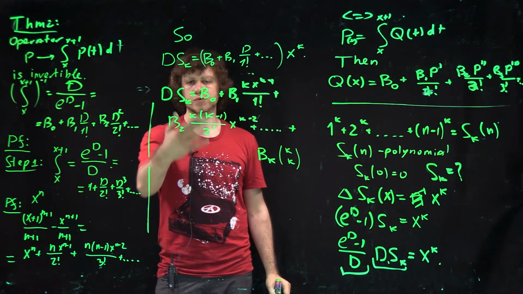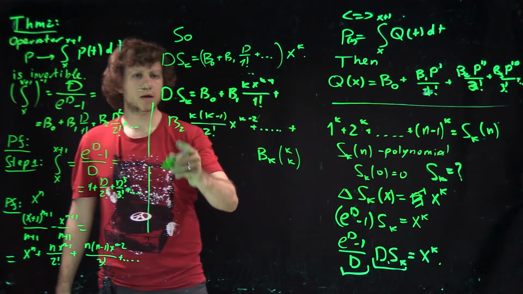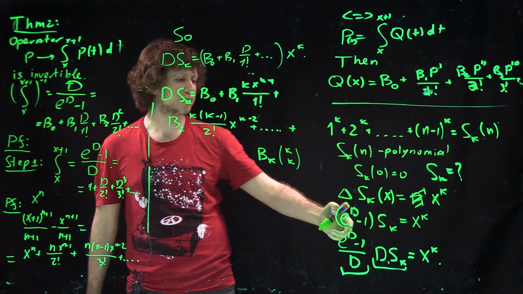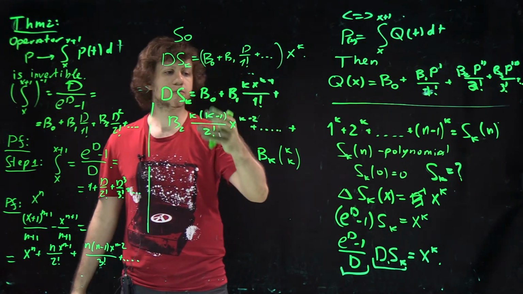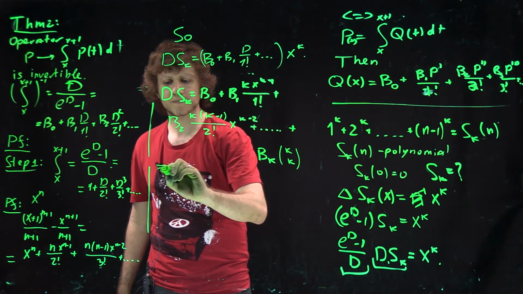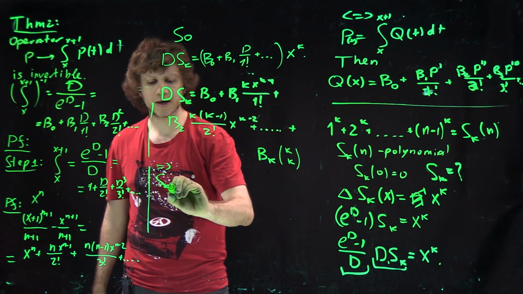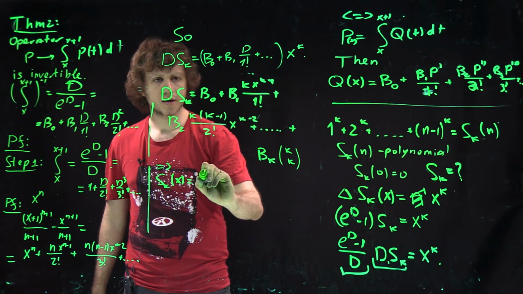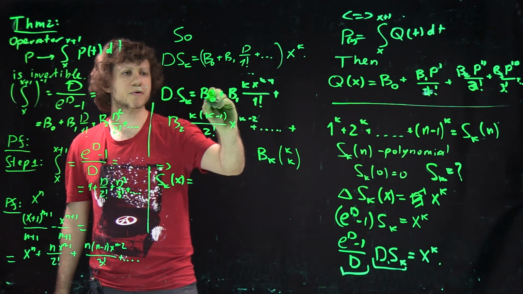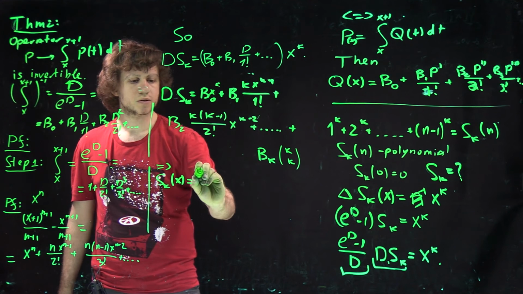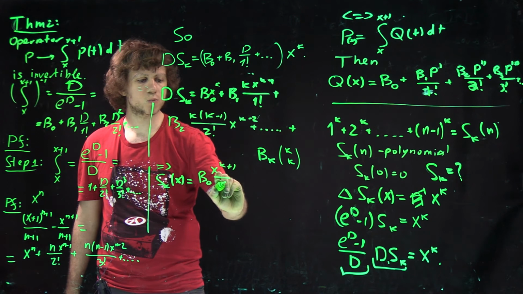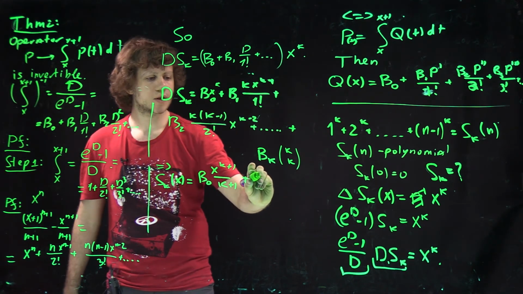And so then I can take the inverse operation of the derivative, which is integration, simply because I know that my polynomial at 0 equals 0, so it doesn't have any constant term. And so then I get that S_k of x equals B0 x to the power k, so B0, which is 1, actually, x to the power k plus 1 over k plus 1 plus B1.